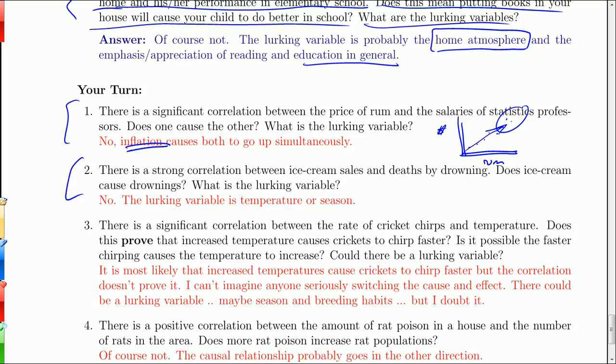Okay, there's a strong correlation between ice cream sales and death by drowning. Does ice cream cause drownings? Of course not. The lurking variable is temperature or season. It gets hot, or you're in the summer. In the summer, you eat more ice cream. There are ice cream trucks. There's also more swimming, and there's going to be more drowning. So the lurking variable is the temperature or the season.